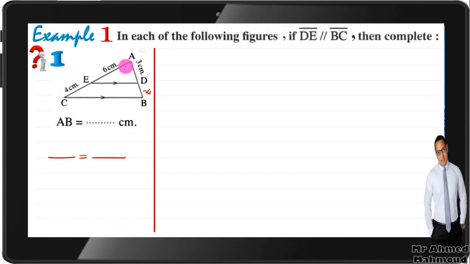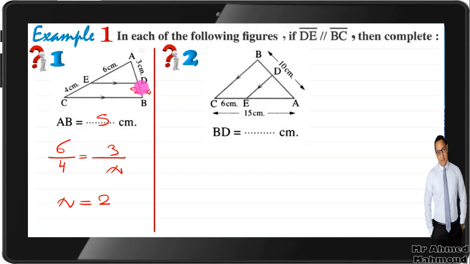AE over EC equals AD over DB. So 6 over 4 equals 3 over X. X equals 3 times 4 over 6, so X equals 2. So AB equals 3 plus 2 equals 5. You can find it by AD over AB equals AE over AC, but it's better to use this ratio, 6 over 4 equals 3 over X.